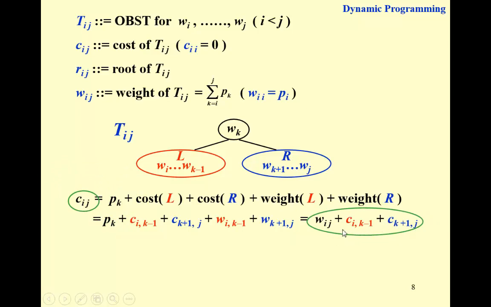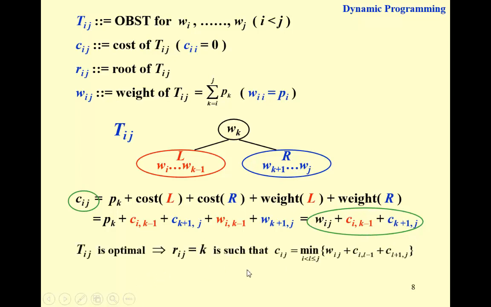But this is only for one fixed k. And our task is to minimize this cost, right? So in order to minimize this cost, what should we do? Similar to what we have done in the previous example, we just let k move from left to right to try all possible k's, right? And to find the smallest possible value. And therefore, we have this recurrence equation.